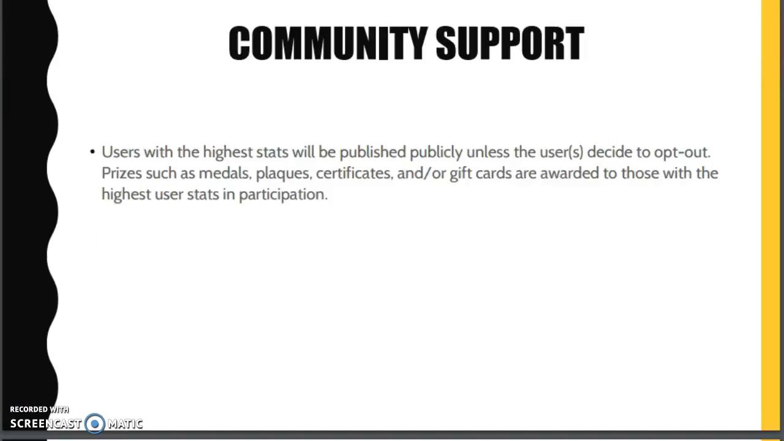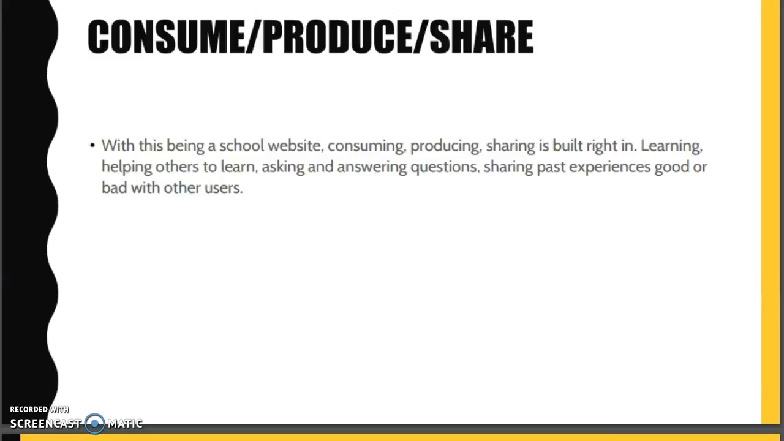The community support: users with the highest stats will be published publicly unless the users decide to opt out. Prizes will be issued, possibly medals, plaques, certificates, or maybe even gift cards. And lastly, consume, produce, and share. With this being a school website, consuming, producing, and sharing is built in. Learning helps others to learn by asking and answering questions or sharing past experiences, good, bad, or indifferent.